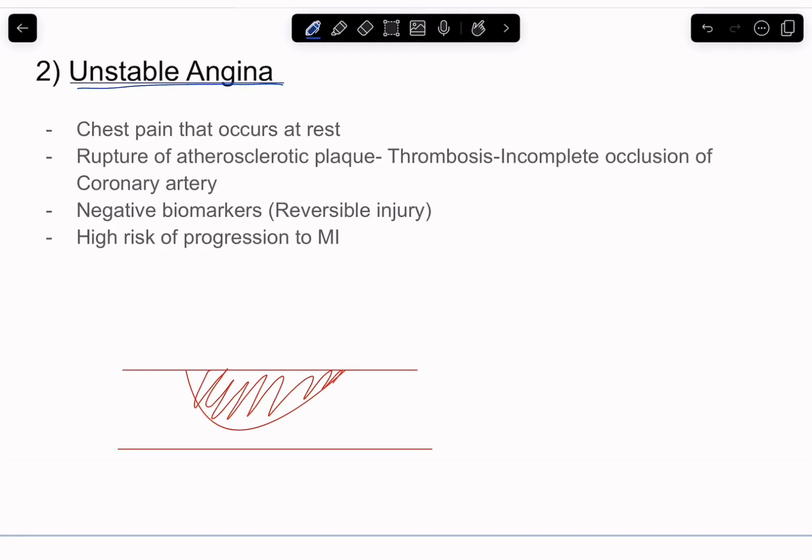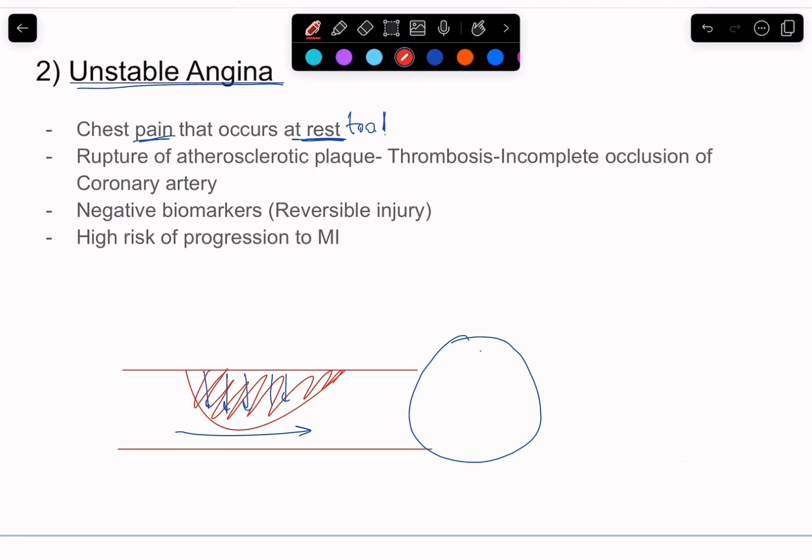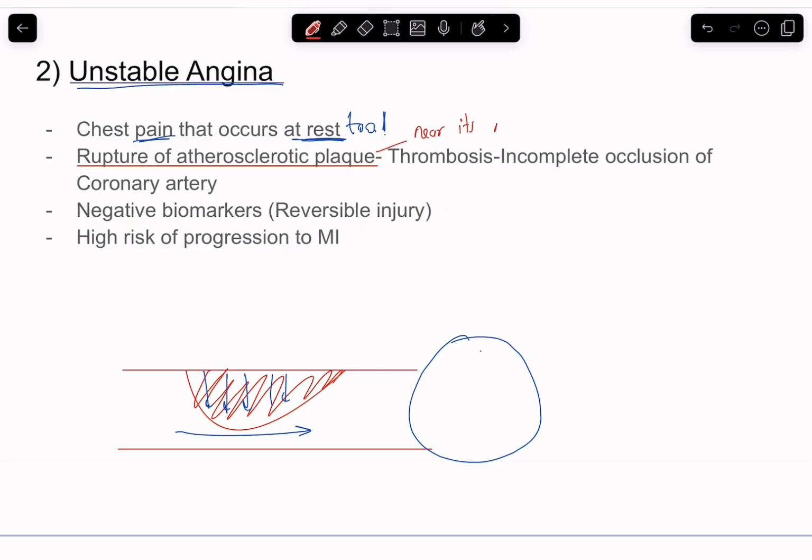Now let's talk about unstable angina. So in stable angina, the patient was normal at rest. In unstable angina, the chest pain occurs at rest too. So the occlusion of a coronary artery is so much that the blood supply is reduced drastically to your cardiac myocytes. So the reduction in blood flow will manifest symptoms even at rest in this condition. The common pathophysiology behind this is that you have a rupture of atherosclerotic plaque near its neck, which leads to formation of thrombosis and incomplete occlusion of the coronary artery.